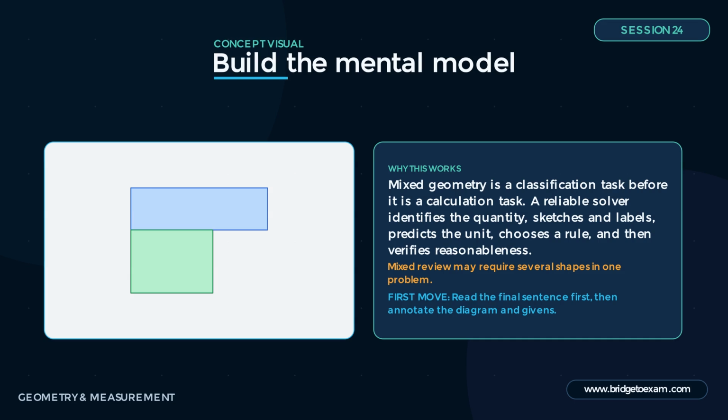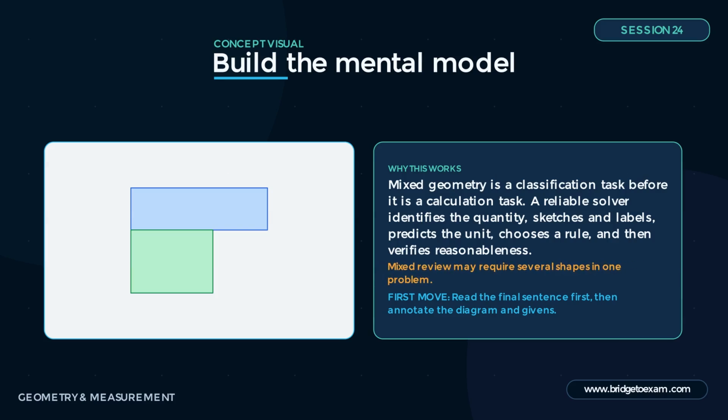A reliable solver identifies the quantity, sketches, and labels, predicts the unit, chooses a rule, and then verifies reasonableness. After solving, use an independent check: estimate, reverse the operation, compare units, or solve with a second decomposition. Verification is part of the method.